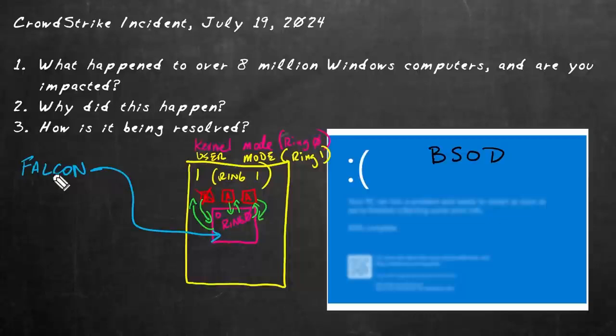So their code, the Falcon code, is being run as a device driver here at ring 0 in kernel mode. And there are probably some great reasons why they're doing that. One would be they want more direct access to make sure that their anti-malware, antivirus, etc. software is working correctly and able to really catch everything that's trying to happen.